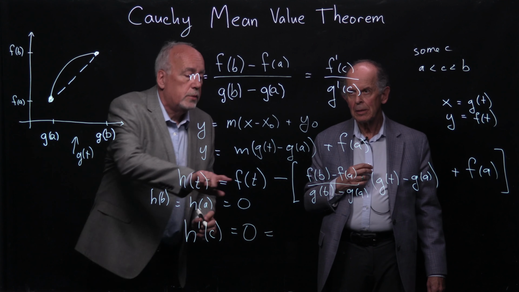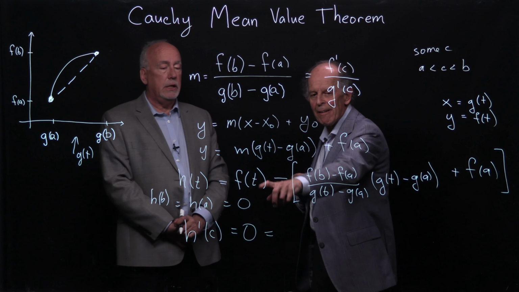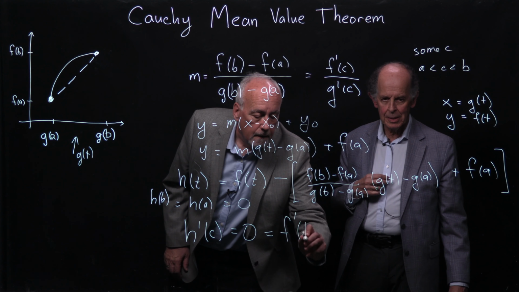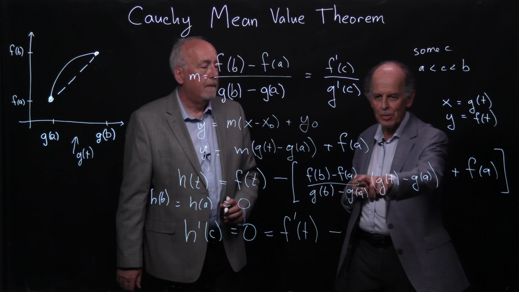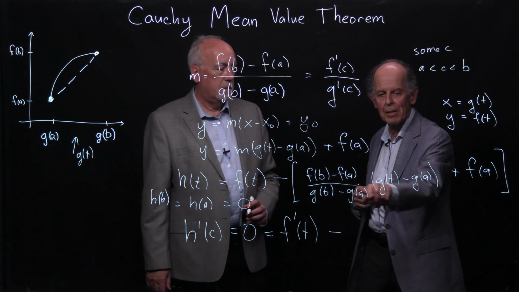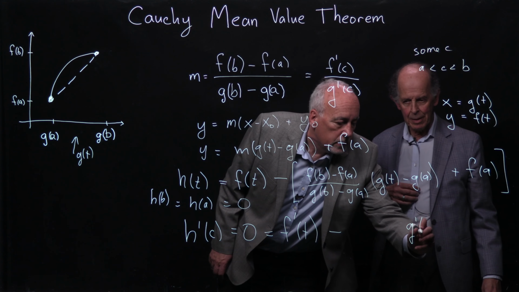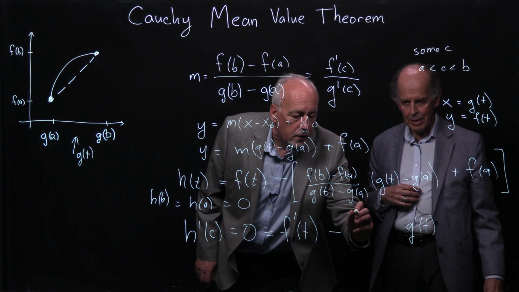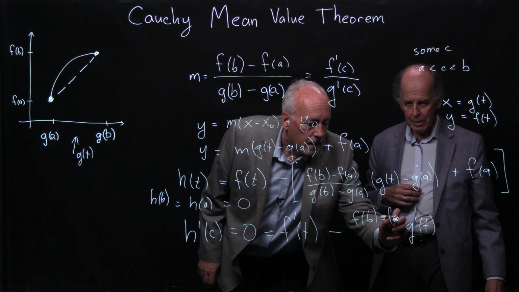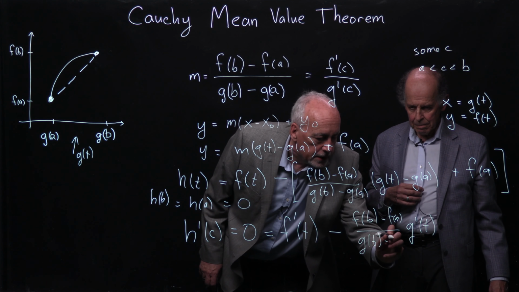And can you look at this formula and differentiate it for me? Now remember, t is the variable, so we only differentiate where we see a t. F prime of t there. And minus, well, that's a constant. So we've got a constant times g prime of t. I'll put the g prime of t because that's the only thing we're differentiating, and I'll put the constant in front: f of b minus f of a over g of b minus g of a.